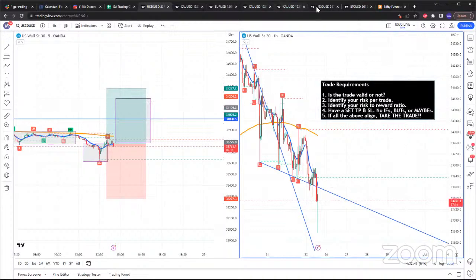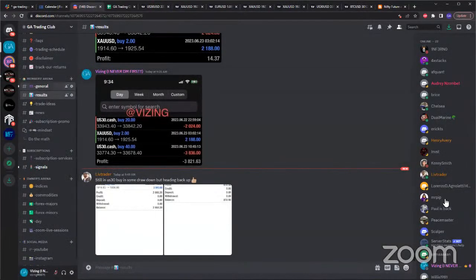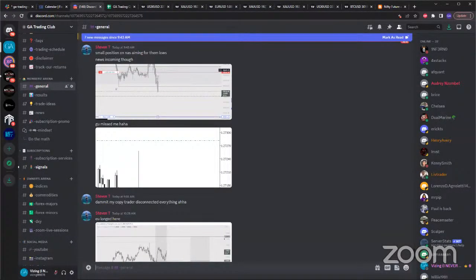That's going to be it for me today, unless anybody else has any questions. I have one more question. I know waiting for the cross of the 9 EMA and the retest is the ideal entry. I've entered a few trades early based off of order blocks. Do you do that? Yeah, I do that.